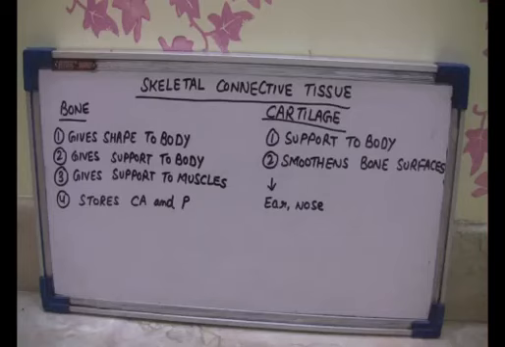Now the main functions of the bones is that the bone gives shape to the body, it gives support to muscles, and it stores calcium and phosphorus. Students, this Ca is for calcium and P is for phosphorus. While the functions of cartilage is that the cartilage supports the body and it smoothens the bone surfaces at the joint site.